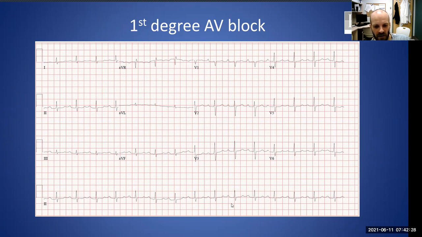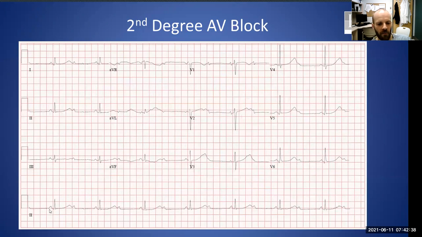But as you can see, if we look at this complex here, for example, we can see that there's more than one big square between the start of the P wave and the start of the QRS complex. Second degree AV block: we've got P wave, P wave, P wave, P wave, and so on. We've got twice as many P waves here as we have QRS complexes.